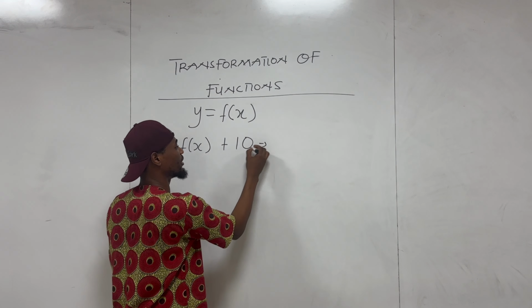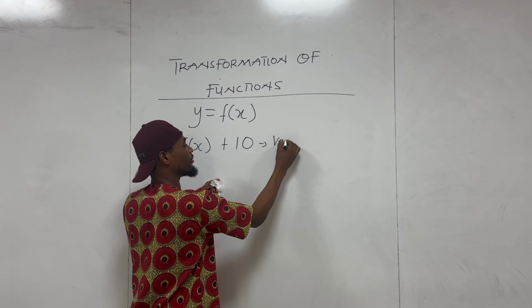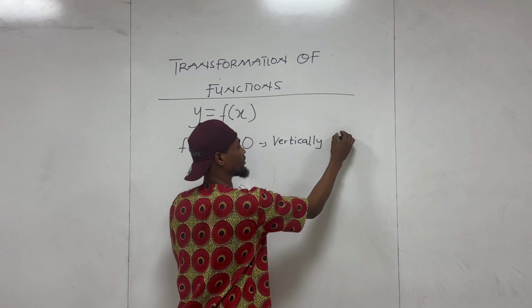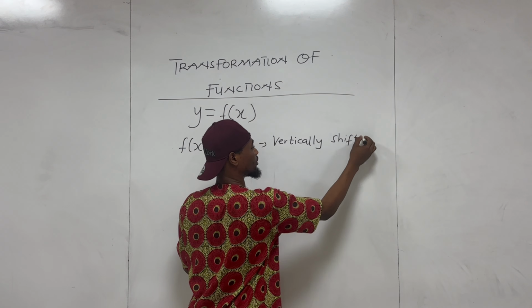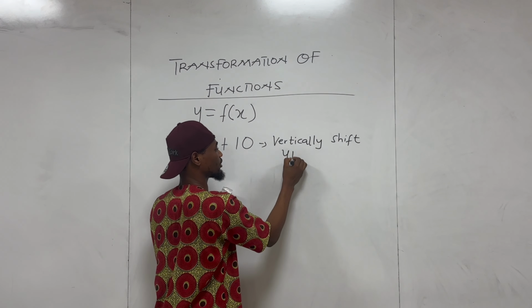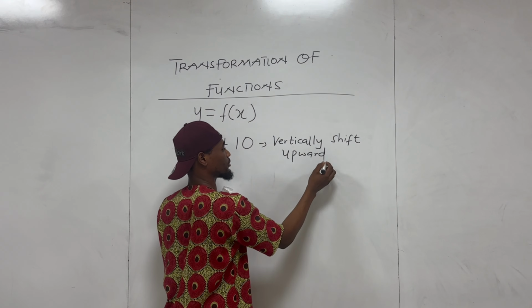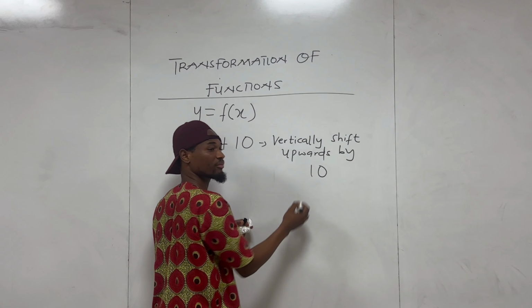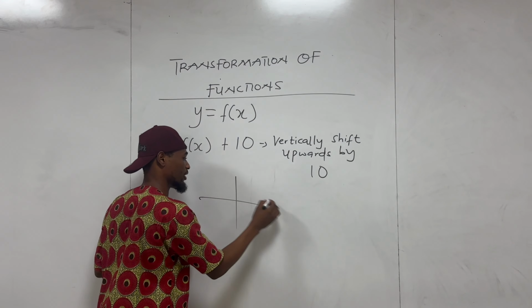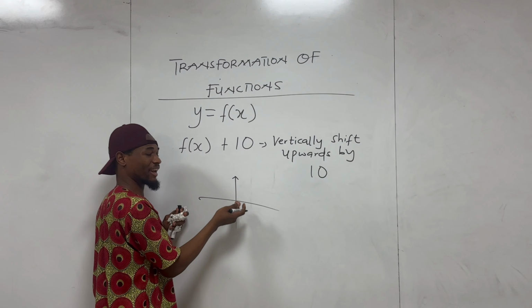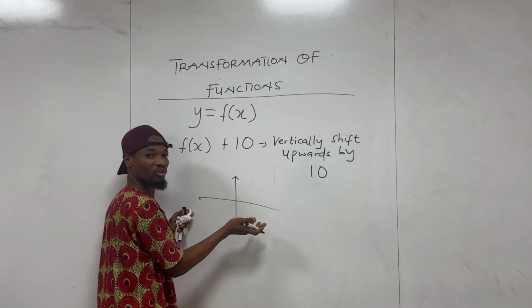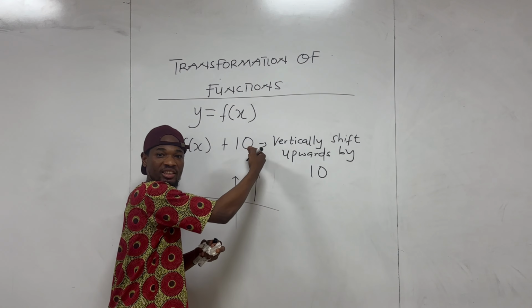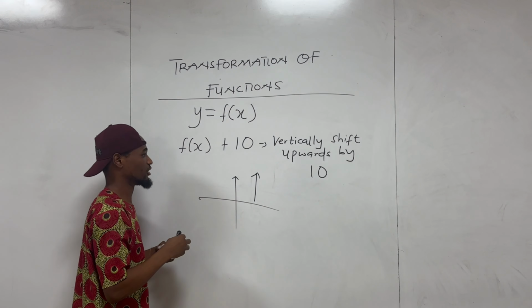So this simply means we have a vertical shift upwards by how many units? 10. So that means you have your lane this way and you have maybe a curve or any curve at all. So you move in this direction by 10 units. So I'll do that into details.